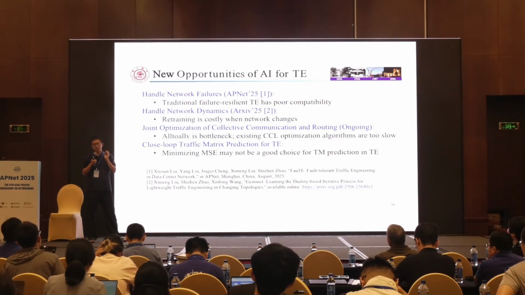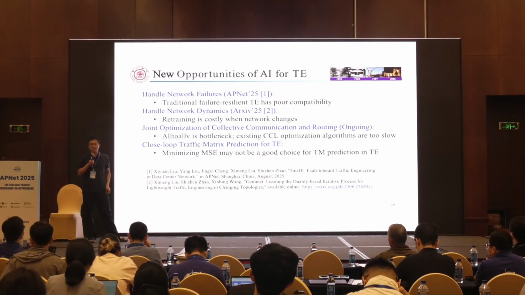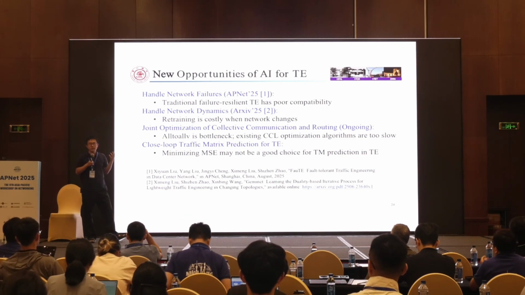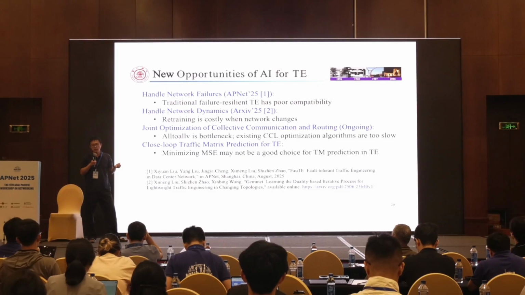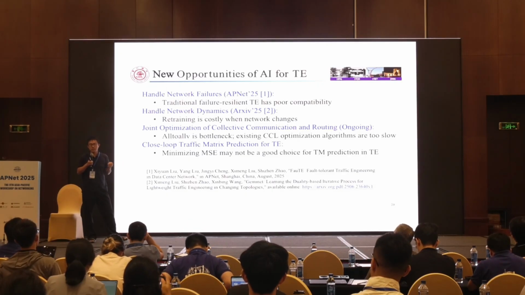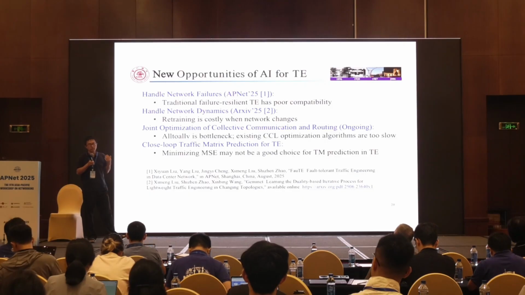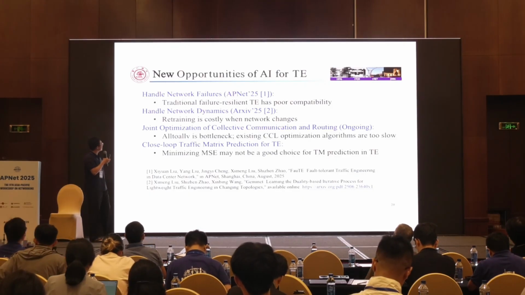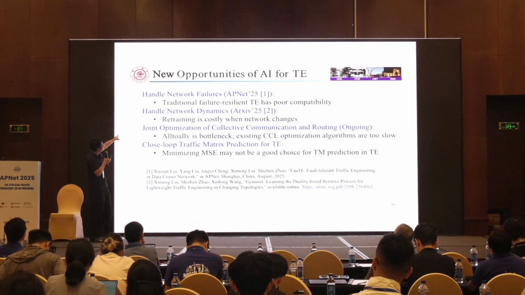So one way of using AI for routing is that when the network changes or when the traffic demand pattern changes, you may think that maybe we have to retrain the network. So that would be very costly. So here we use another idea to solve this problem.